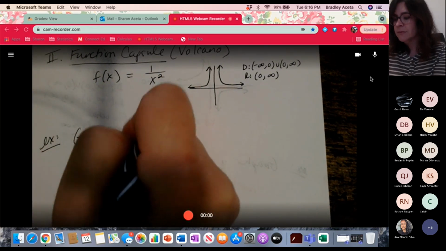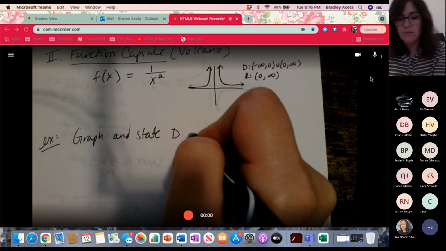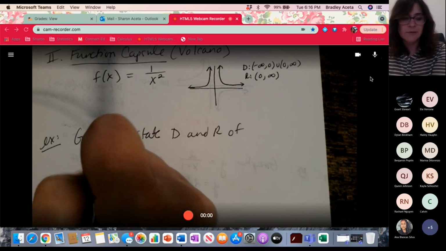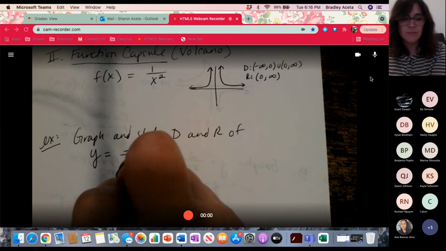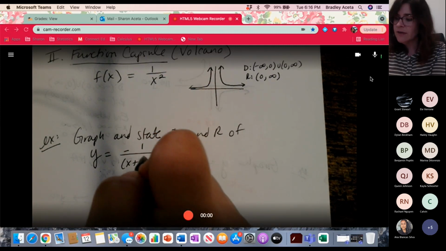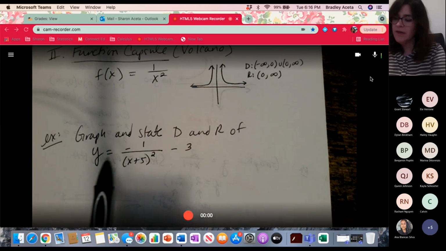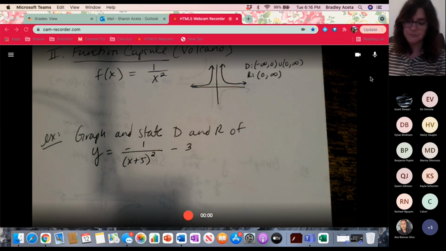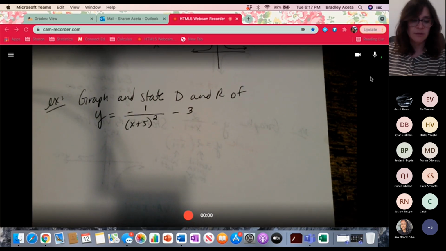Graph and state the domain and range of y equals negative 1 over x plus 5 squared and then minus 3. And that negative 1 can be on top. Sometimes they put it on the outside. It's up to you.